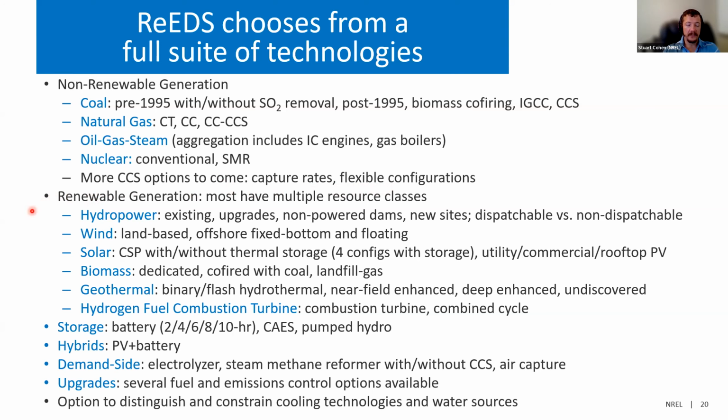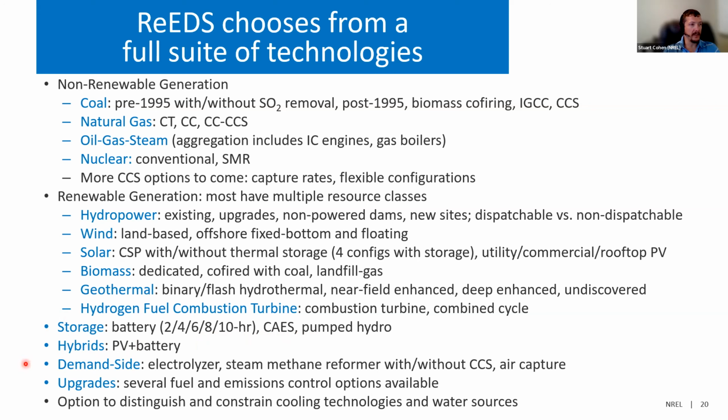For renewables, it's not like in each region there's just a cost for wind and a cost for solar. We have various different subcategories and resource classes for all the different renewable resource types. And then, I don't know if this is classified correctly on the bullets, but we also now have hydrogen fuel combustion turbine technologies represented, and for storage, different battery durations, pumped hydro and compressed air energy. One of the newer additions is PV battery hybrids, which allows you to share some components and potentially have some cost savings there.